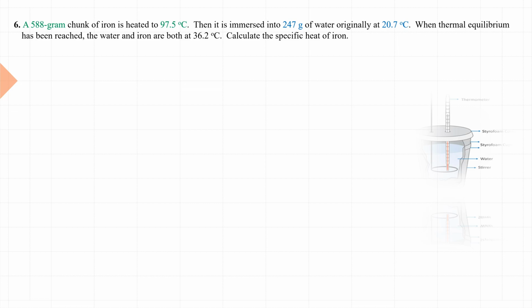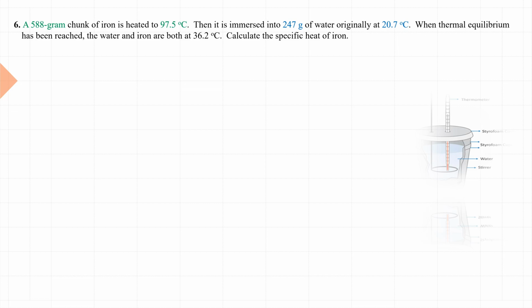Next question. Question number 6. A 588 gram chunk of iron is heated to 97.5 degrees Celsius. Then it is immersed in 247 grams of water. Originally the water temperature is 20.7 degrees Celsius. When thermal equilibrium has been reached, the water and the iron are both at 36.2 degrees Celsius. Calculate the specific heat of iron.